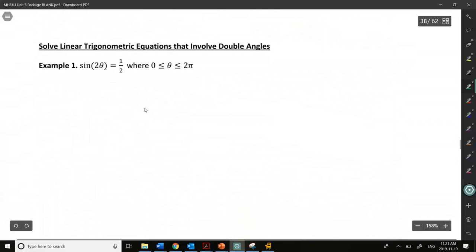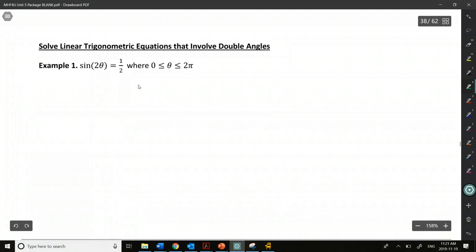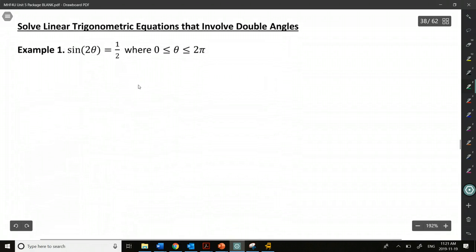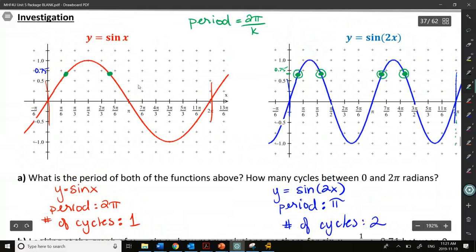Okay, so this leads us to our new type of questions, which are called double angle questions. We've been working with double angle identities previously in this unit. So we talked about how the sine of 2x is equal to 2 sine x cos x. Now we're being asked to solve for where sine of 2 theta is equal to a half between 0 and 2 pi. So the regular graph of sine x, we're actually just going to look up in our investigation here.